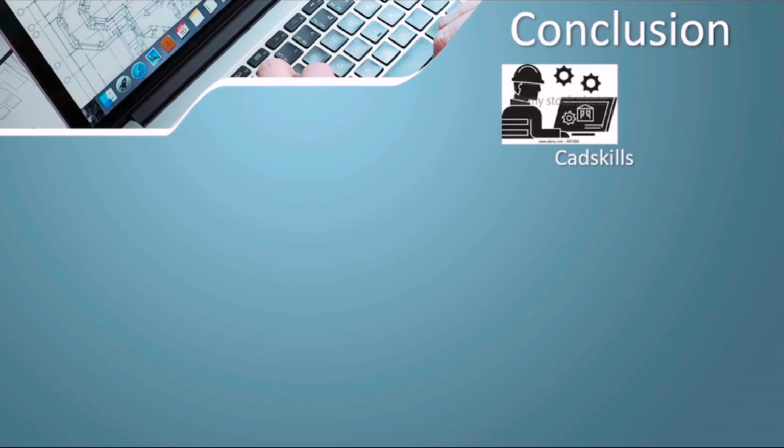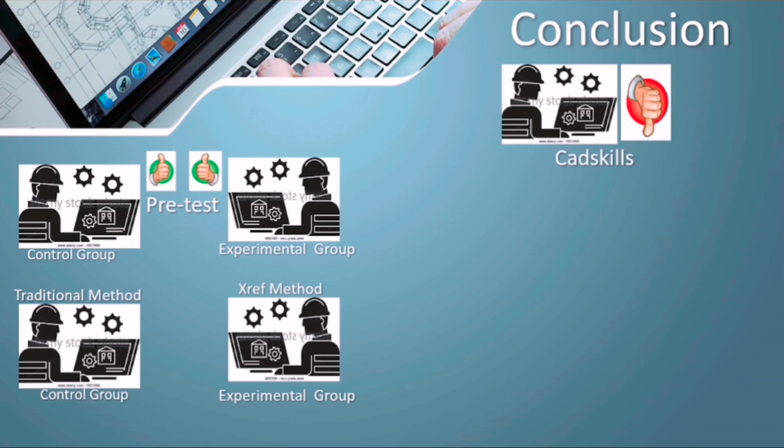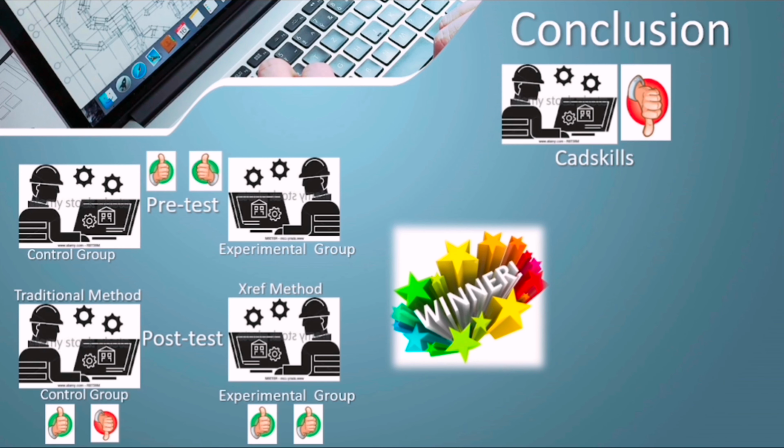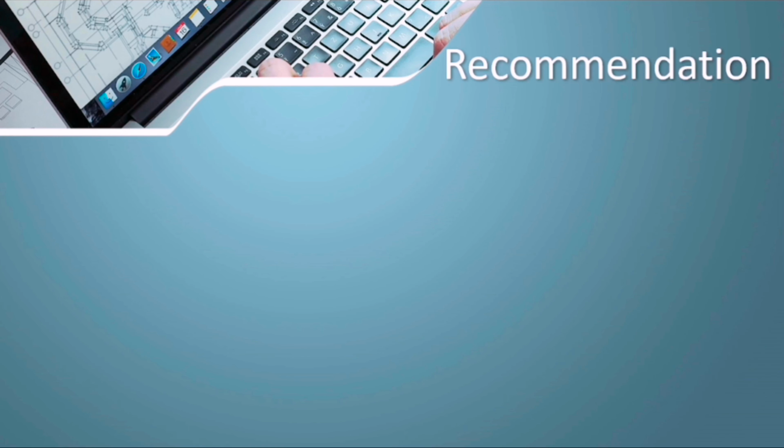Now the conclusion, on CAD skill. The control group in the pretest is good, and the experimental group is good. We have 1 thumbs up. And during the traditional method post-test and the Xref method post-test, we have 1 thumbs up for the control group and 2 thumbs up for the Xref method. Now, the conclusion is the experimental group, Xref method, performed quite well after the post-test.